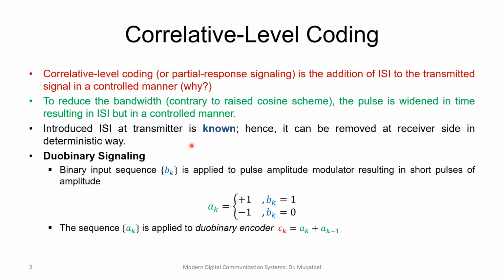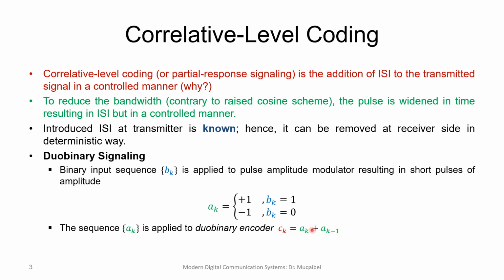The first type, as an example, is to take a binary input sequence. We'll start with the binary input sequence, 1 or 0, and we'll use polar representation where 1 is represented with +1 and 0 is represented with -1. Now we'll take the sequence A of K, which is polar now, and then apply a duobinary encoder, which means every single coded duobinary pulse will be a result of the current bit and the bit before. So C K equals A K plus A K minus 1.